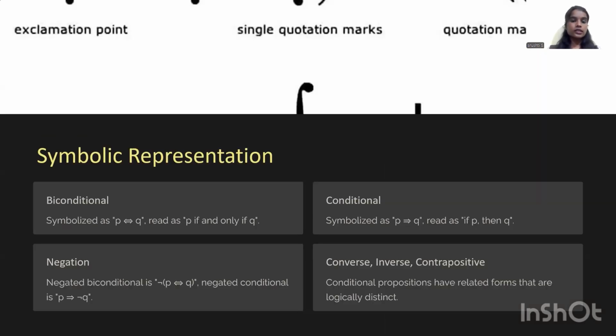Biconditional, conditional, negation, converse, inverse, and the contrapositive. Biconditional: it is symbolized as P ↔ Q and read as P if and only if Q. Conditional: it is symbolized as P → Q and read as if P then Q. Negation: the negated biconditional is ¬(P ↔ Q), and the negated conditional is P ∧ ¬Q. Converse, inverse, and contrapositive are conditional propositions that have related forms that are logically distinct.